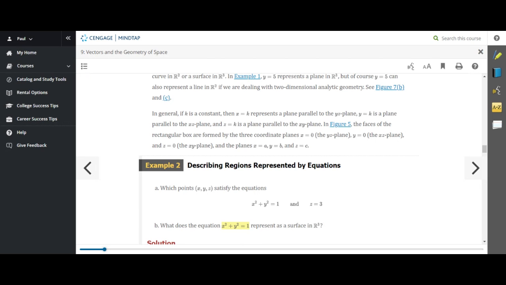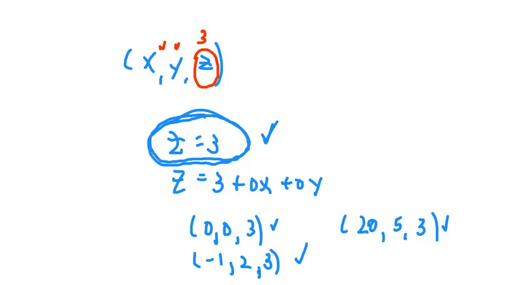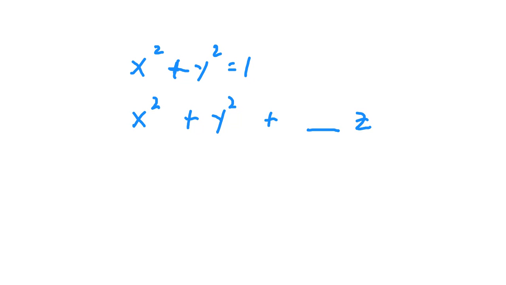Well, in fact, let me just clear that out. So x squared plus y squared equals 1 is the same as x squared plus y squared plus what times z equals 1? What number would we have to put here? That's right, Lexi, a 0.